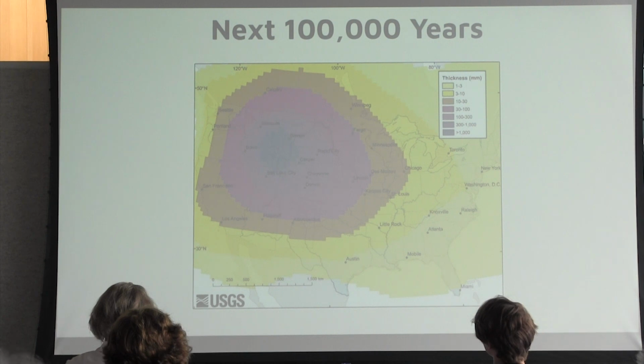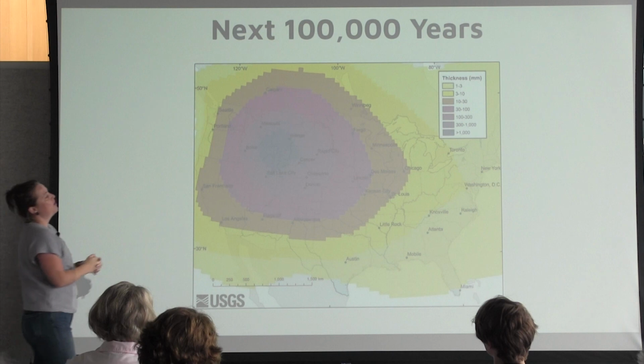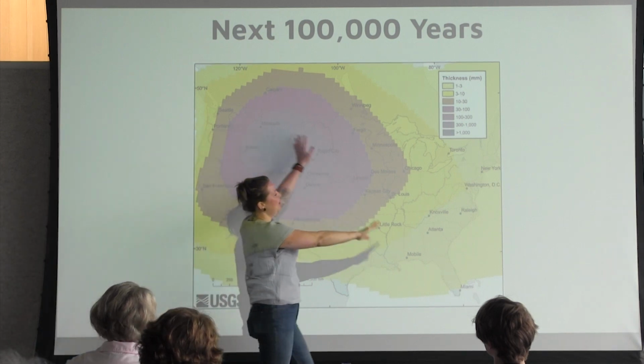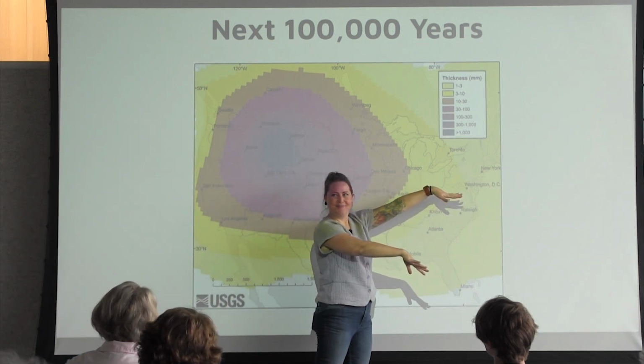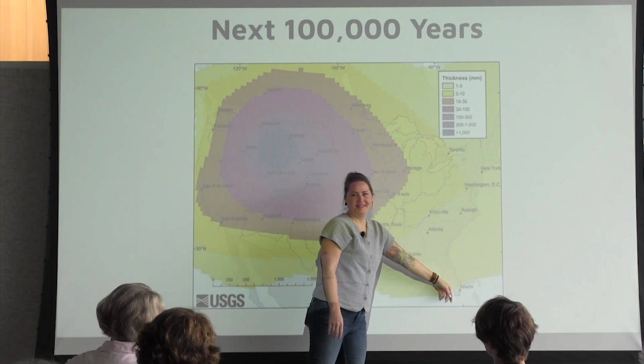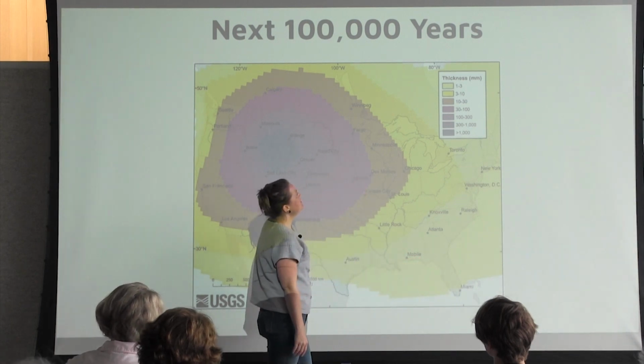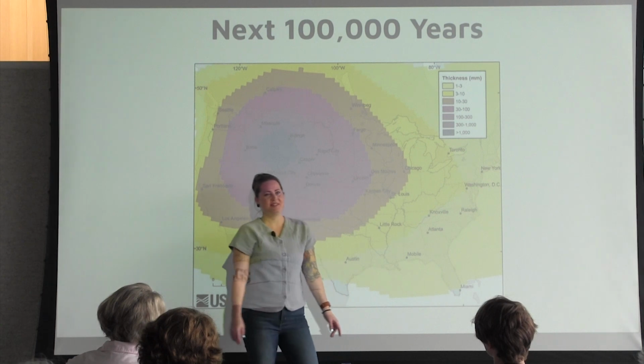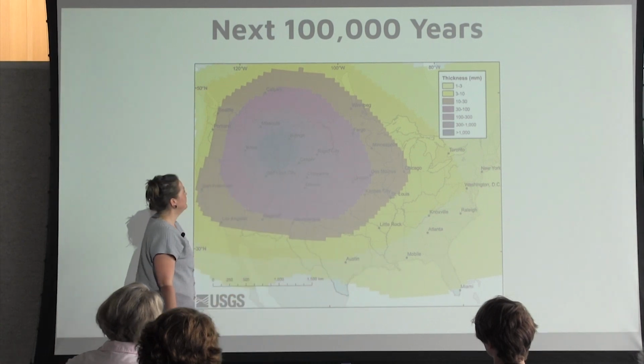So I'm not sure how long we would last, but it's going to be rough. Also, all of this is going to go to the east because of the winds, right? Look how far it goes. That's Miami. Miami's still going to get 1 to 3 millimeters of ash.